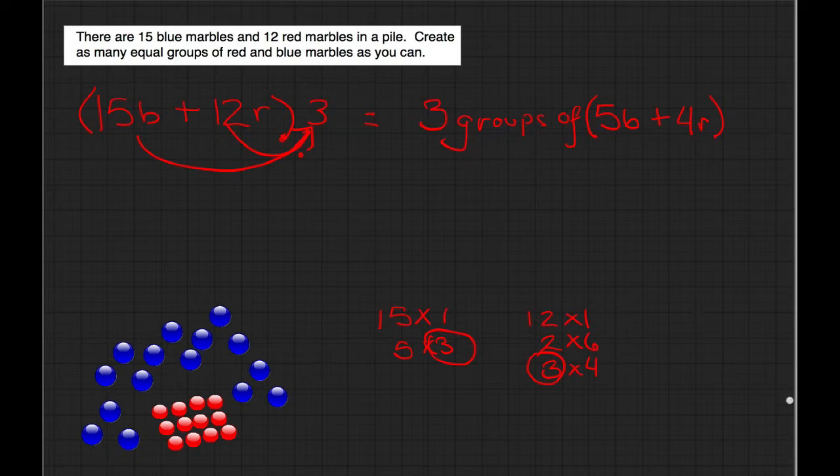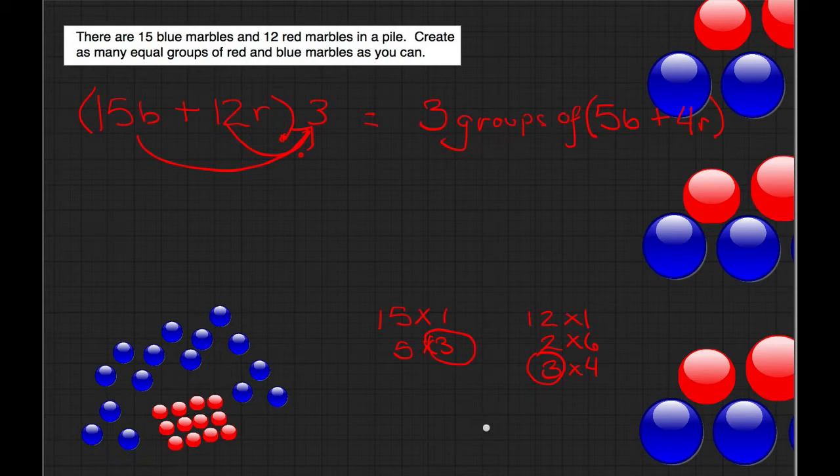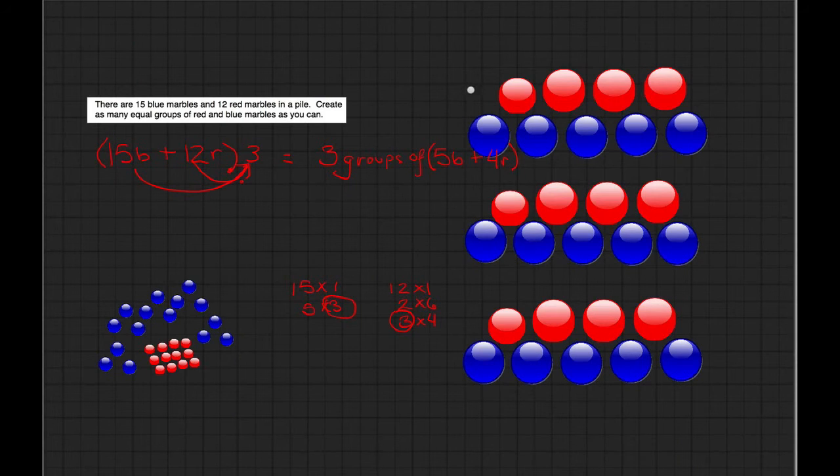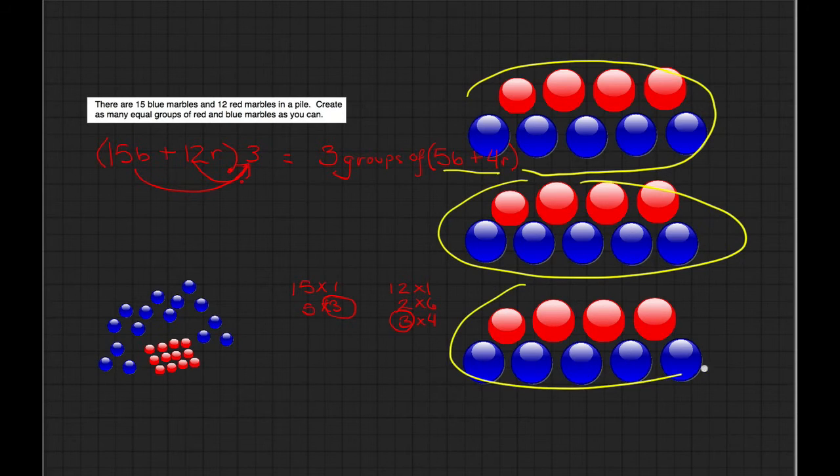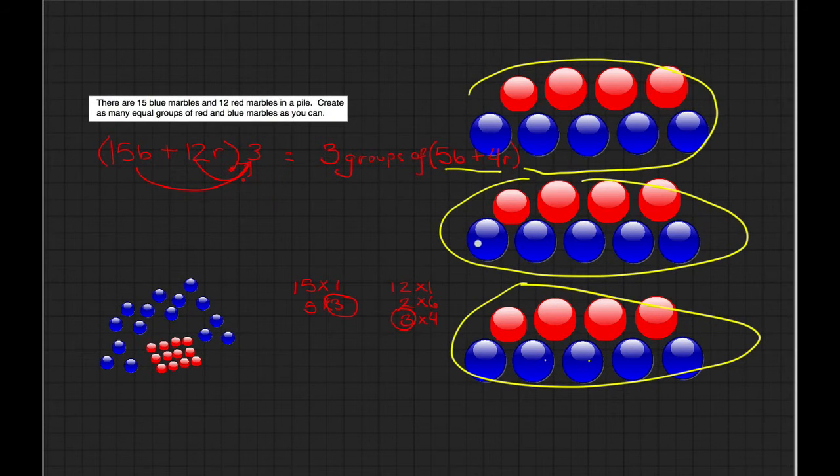So let's take a look at what that looks like. I'm going to try and show you these divided up groups now. So here are our groups. Here's one group of 5 blue marbles and 4 red marbles. Here's another group, and here's another group. And if you take the time to count all the blue marbles, here we see we have 1, 2, 3, 4, 5, 6, 7, 8, 9, 10, 11, 12, 13, 14, 15. That's all the blue. And the same with the red. It gives us the 12 marbles.